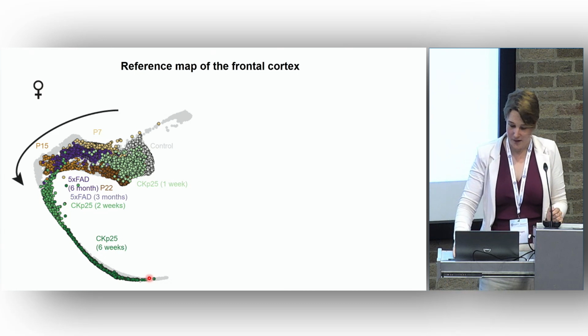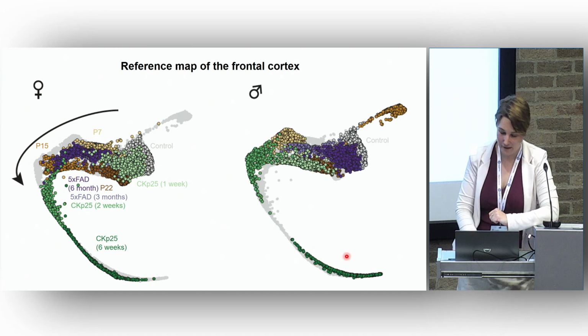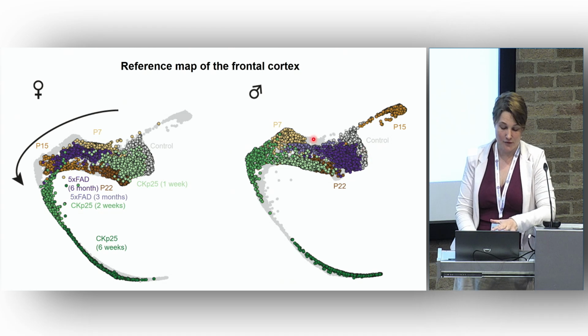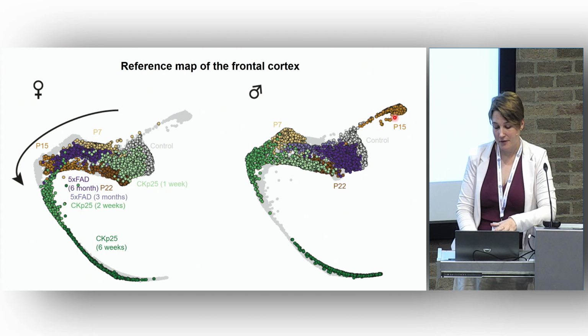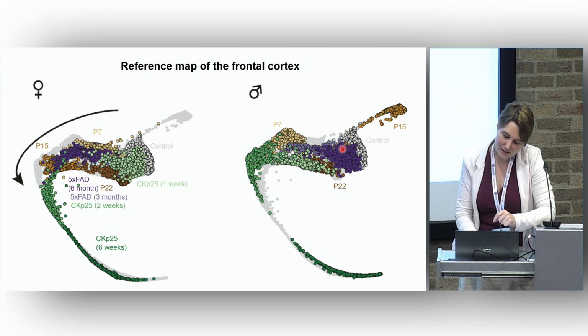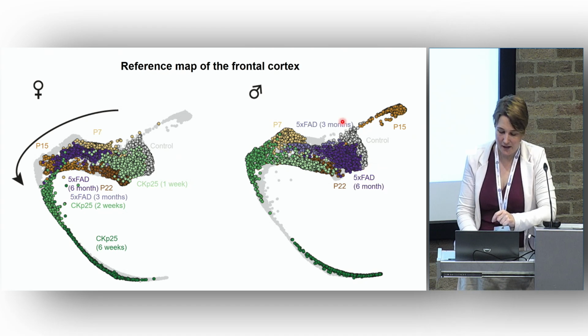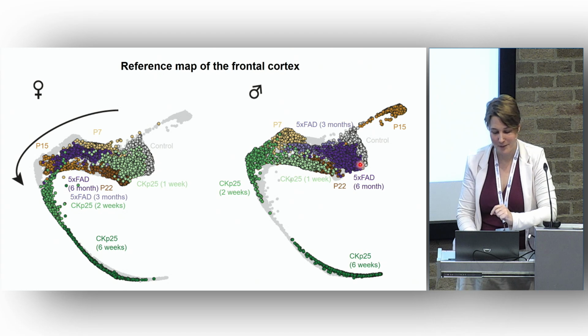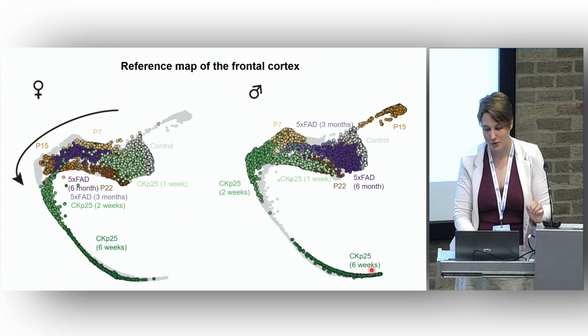Now, how does it look in males? We see the difference here. We have the control here. Similarly to the female, at P7 and P22 they are separated, and P15 is in another dimension in this representation. And when we look at the 5xFAD, they are activated, but it's not as dramatic as you see with the CK-p25, where interestingly, in males, already after 1 week the microglia morphology is very much moving, then at 2 weeks, and then suddenly there is a jump from 2 to 6 weeks.